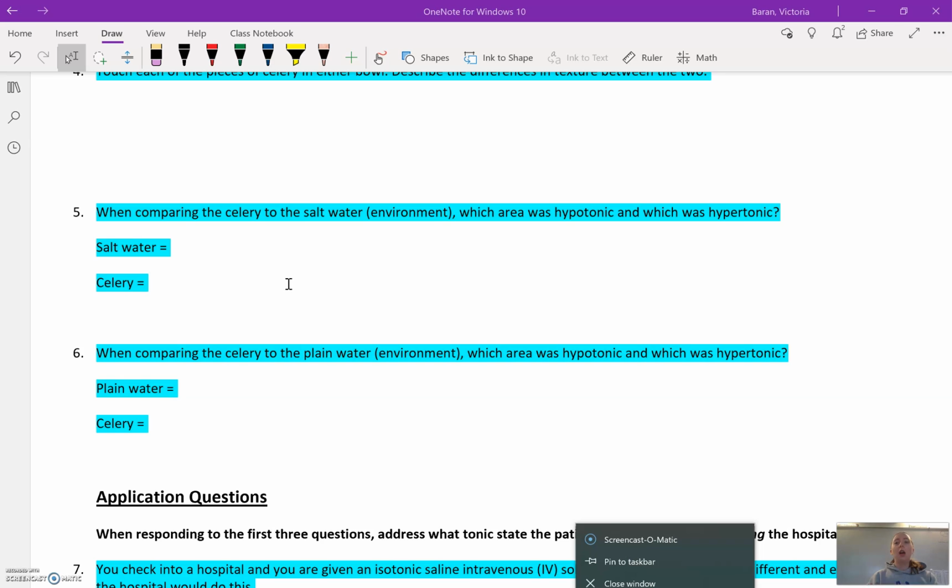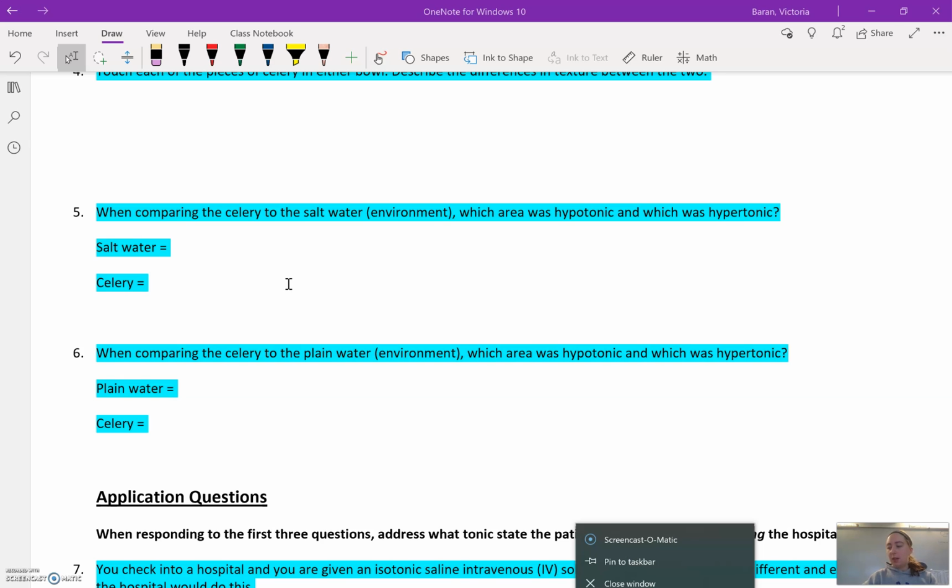So thinking about hypertonic and hypotonic, okay? So for the first one, for the salt water, was the salt water environment hypo or hypertonic? Again, salt would be an example of a solute. And then therefore, what would the inside of the celery be, okay? And then for number 6, if you have plain water, would that be hypo or hypertonic? And then therefore, what would the inside of the celery be?